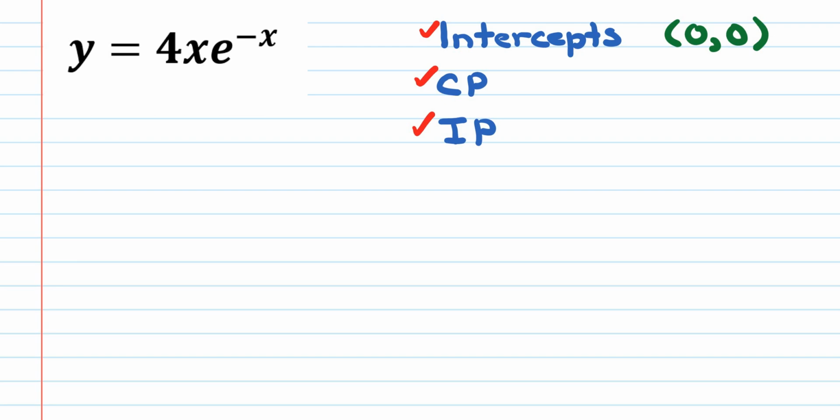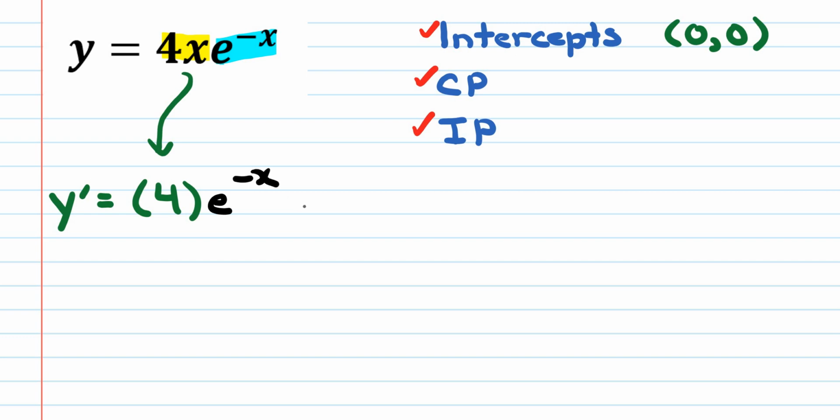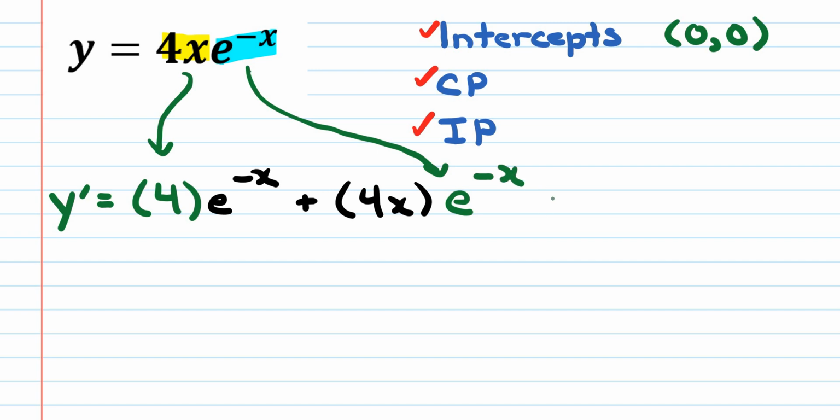So if I want to find my critical point, we need to find y prime, the first derivative. And I have 4x times e to the power negative x. So if I want to find this derivative, I need to use the product rule. The derivative of 4x is going to be 4, and then I can multiply that with e to the power negative x, plus 4x, and then I multiply by the derivative of the second term here. And the derivative of e to the negative x is e to the power negative x times negative 1.